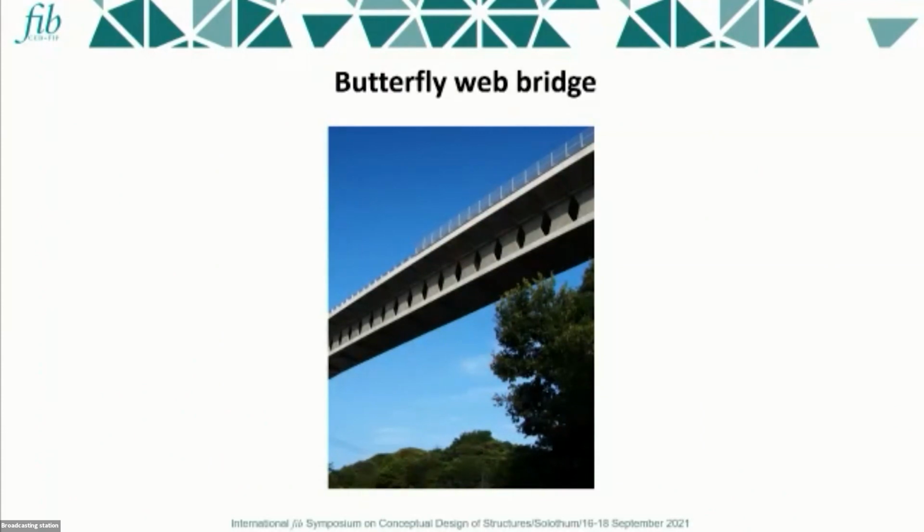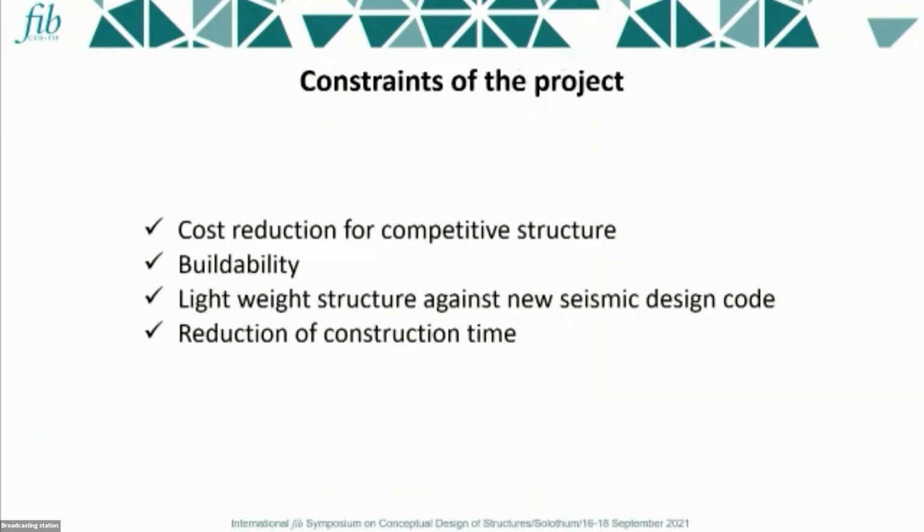And the last R&D example is the butterfly web. The constraints of the project were cost reduction, construction buildability, and lightweight, because the substructure was done by another construction company a couple of years ago. After that, our seismic code was renewed. So the design by the consultant company was a conventional box girder type. If we apply the conventional type, we have to strengthen the substructure according to the new seismic code.